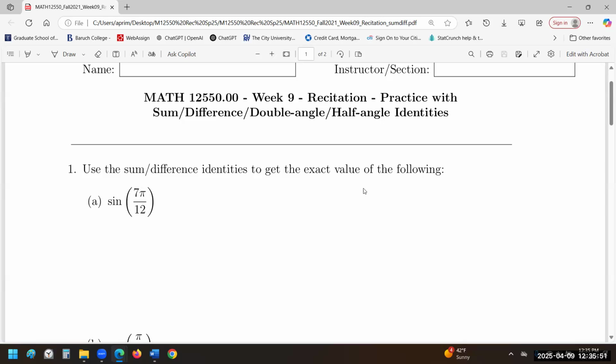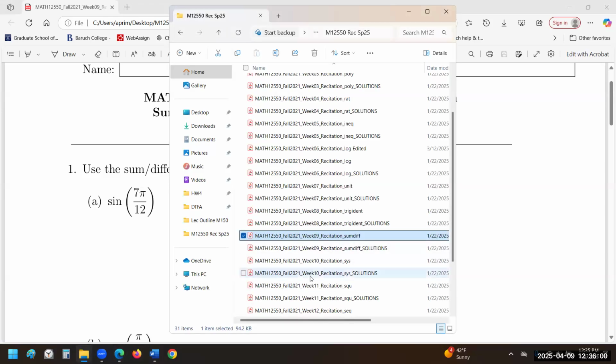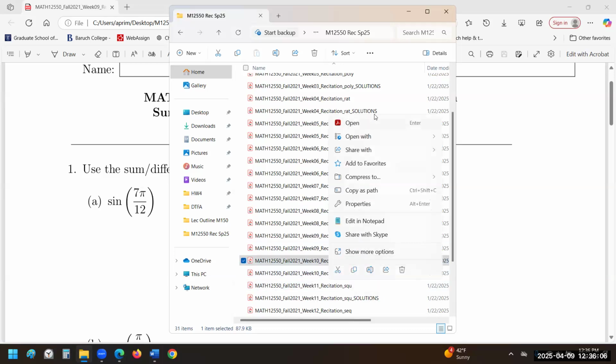Then what should I do? Week 9 or week 10? Week 10 is further anyway, right? Week 10 is completely different. It's kind of algebra. I think I'll do week 10 and then you can do week 9 as homework.